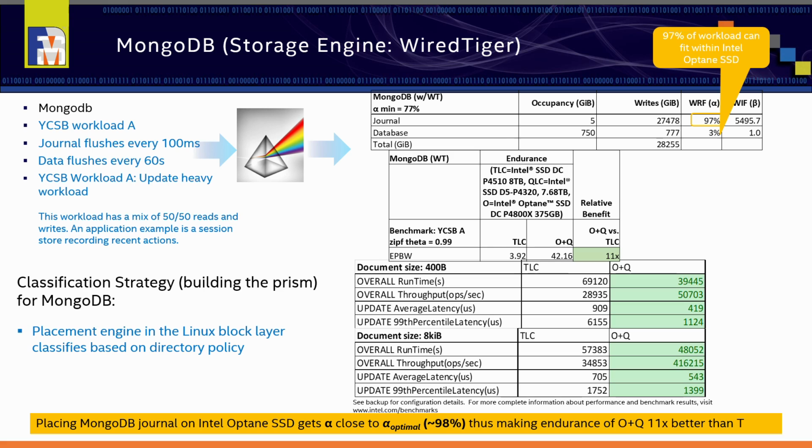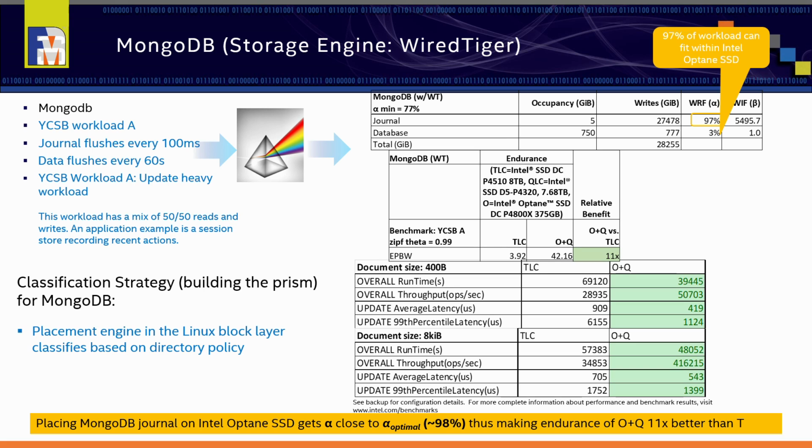The next database we tried was the MongoDB. The MongoDB is a popular NoSQL database. We used YCSB benchmark with workload A to measure the performance and endurance. We identified that in MongoDB, a lot of writes are targeted to journal, which is pretty small in terms of occupancy.